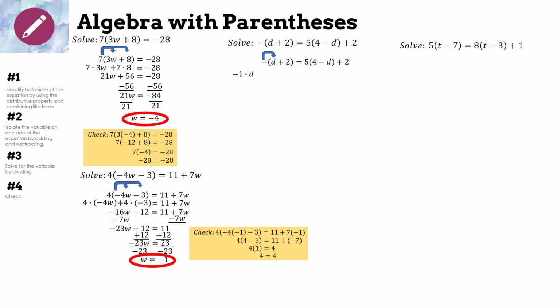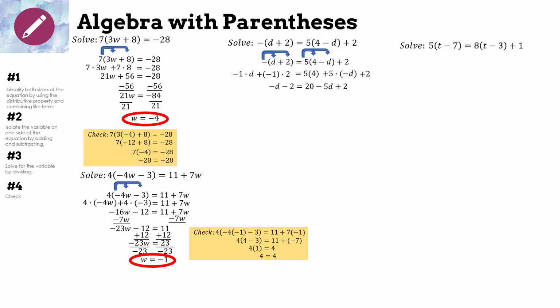I'm going to take negative 1 times d plus negative 1 times 2 equals 5 times 4 plus 5 times negative d, plus 2. Now I didn't take 5 times 2 because 2 is not in the parentheses. Let's continue by simplifying. Negative 1 times d is negative d, or we could say negative 1d. Negative 1 times 2 is negative 2. 5 times 4 is 20. 5 times negative d is negative 5d, and then we have plus 2.